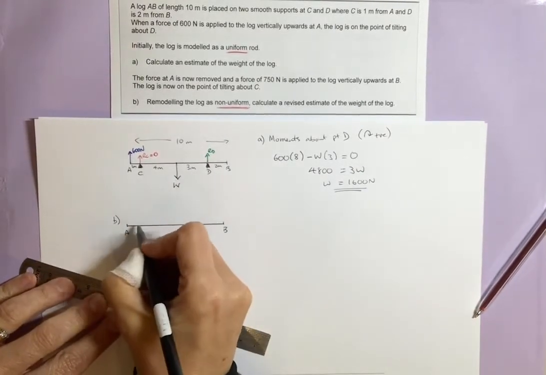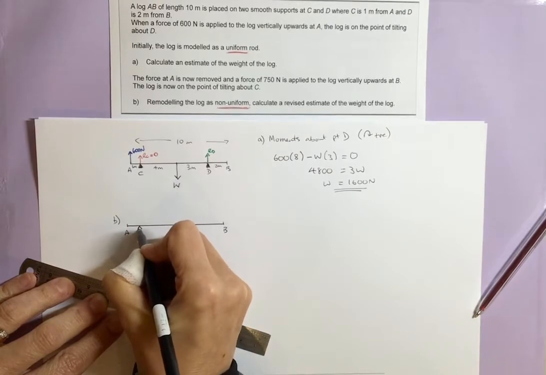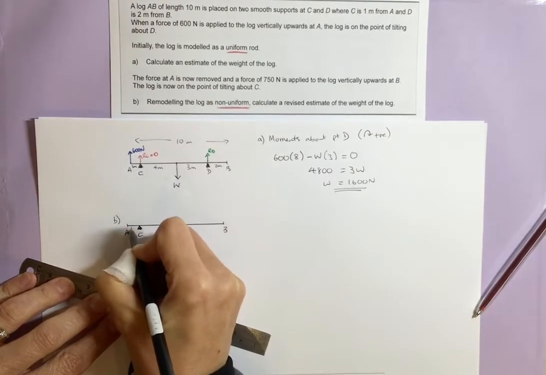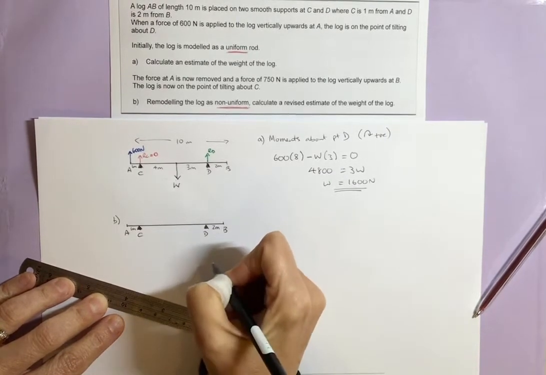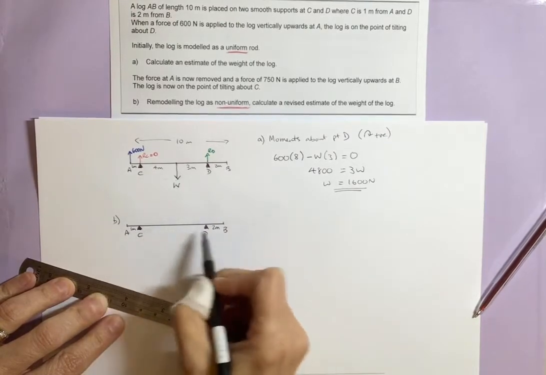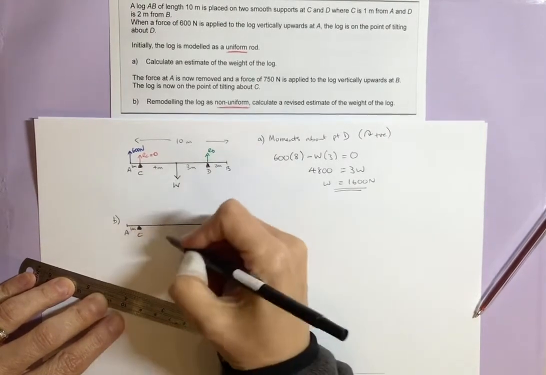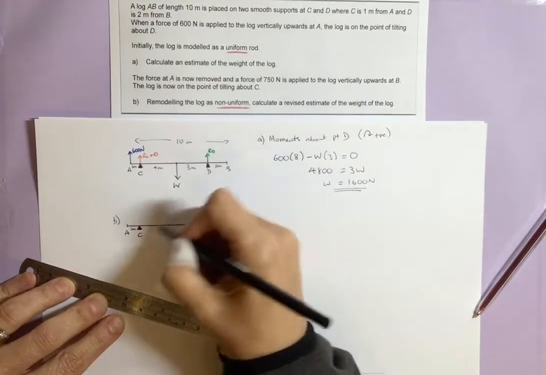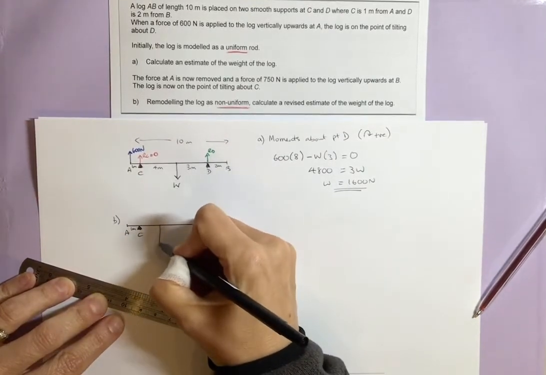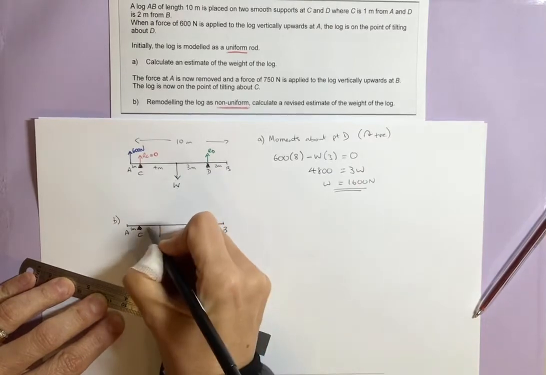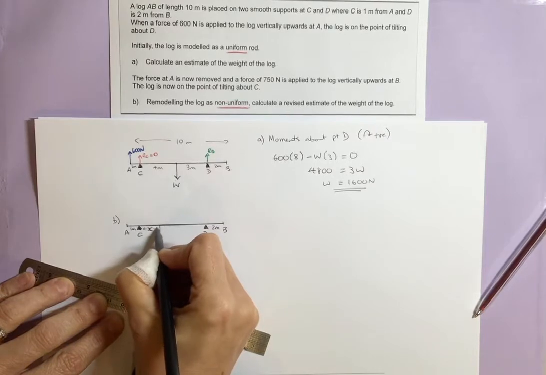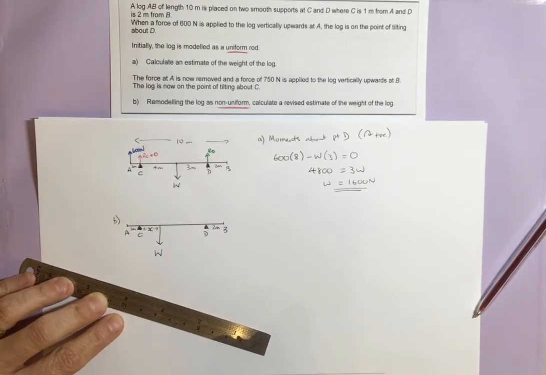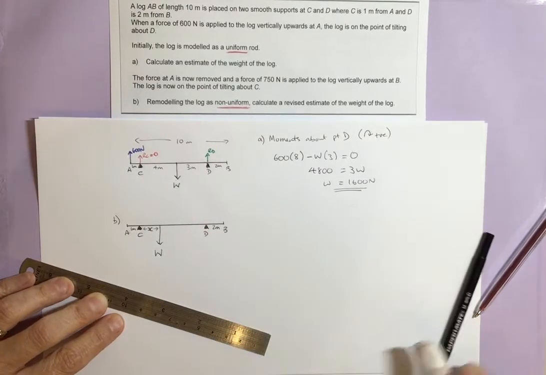So what have we got? We've got our support is still at C, 1 metre away from A, and our support is still at D, 2 metres away from B. But this time it's a non-uniform log, so this time I'm going to put my weight somewhere else, not in the centre. So let's put my weight there, and I'm just going to call this distance X, because that's going to be involved in my perpendicular distances in this question.